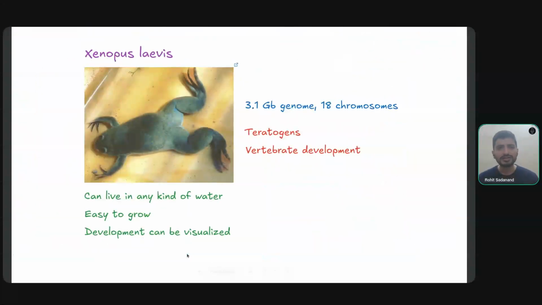And similarly, Xenopus is also a vertebrate and is used for similar purposes. Its genome is larger, almost double the size of the zebrafish, and closer to the size of the genome of humans. And it is present on 18 chromosomes here. And this is also a model for vertebrate development and for studying the effect of various drugs on development.